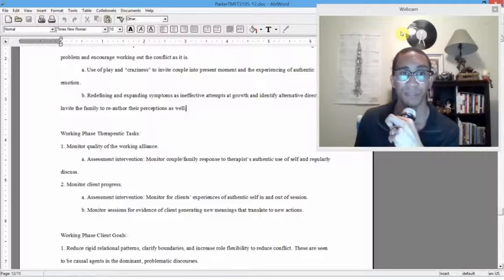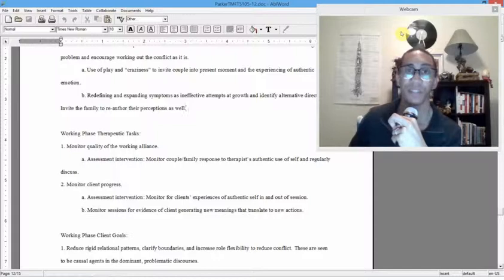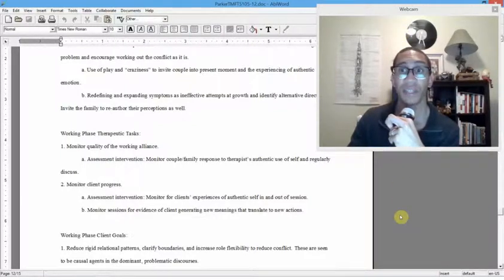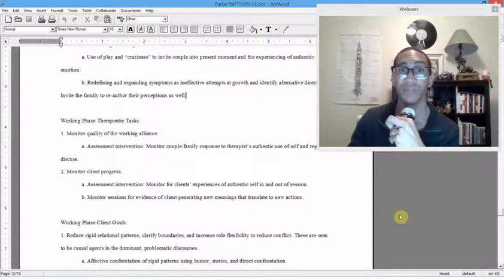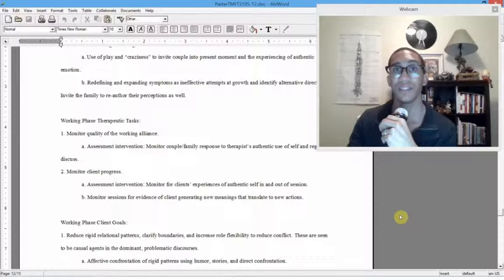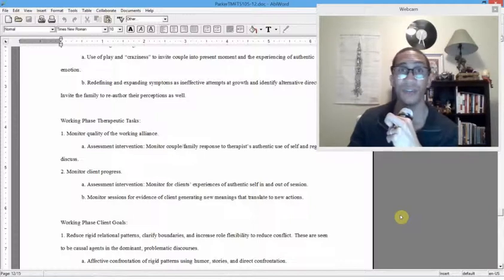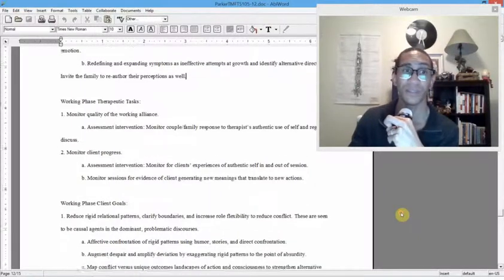Assessment intervention. Monitor couple and family response to the therapist's authentic use of self and regularly discuss. Ask Nathaniel how he's doing, like how he views the relationship. Is this relationship good for him? Does he like it? Does he hate coming to see me every day? Or is it something that he looks forward to? Same thing with Jennifer, just check in with her at the end of every session, see how she feels about the treatment and what's going on.